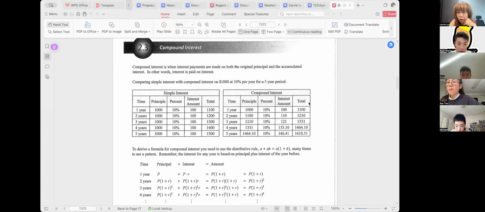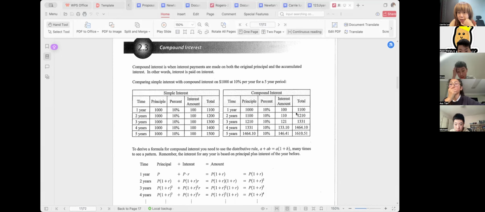The first year is the only year that's going to be the same. The second year, compared with before, the principal was 1,000, but now the principal will be 1,100. Did you see it, Michael? Did you see it, Ryan? Okay, so the compound is coming from 1,000 to 1,100. So that's why the interest amount has changed. It is 10% of 1,100, so that's why the total changed to be 1,210.